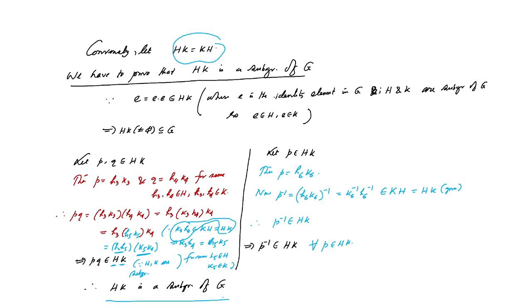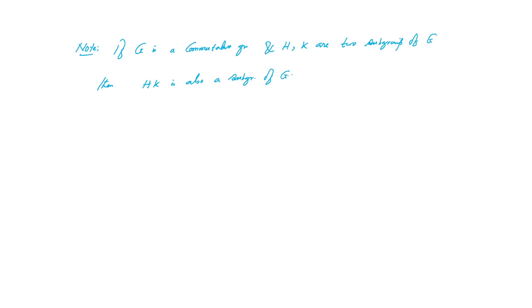Okay. So an important note: if G is a commutative group, and H, K are two subgroups of G, then what we conclude? Then HK is also a subgroup, or KH is also, because here G is commutative, so HK equals KH, that obviously holds. Okay, but this result may not be true for a non-commutative group. So in the counterexample, S3 is a non-commutative group.